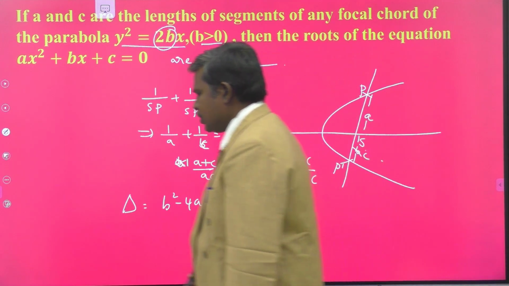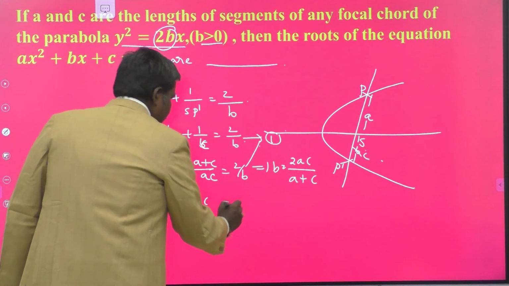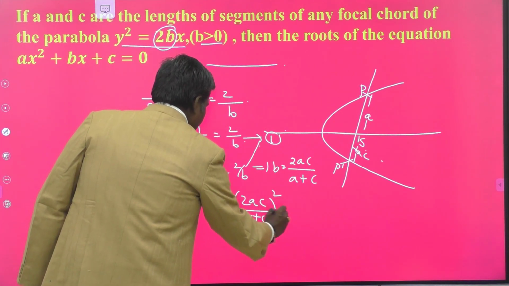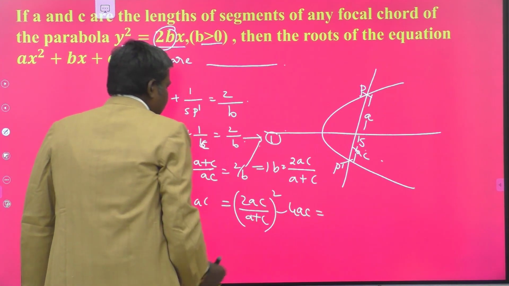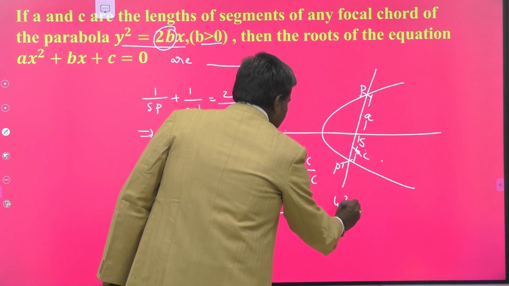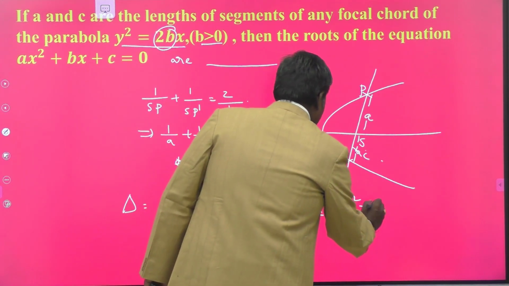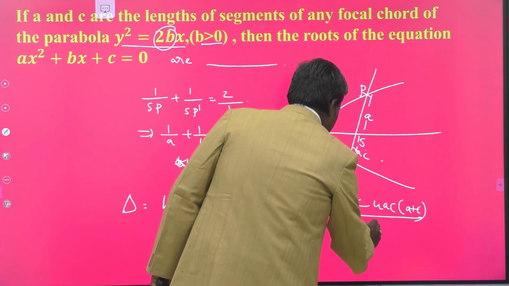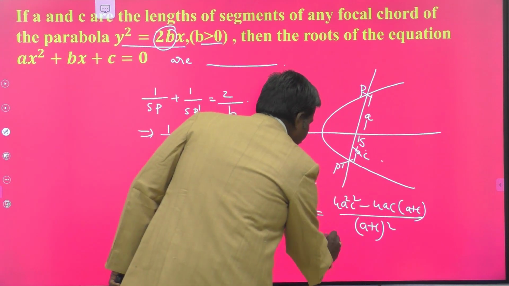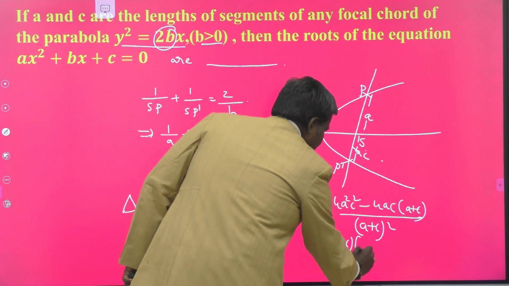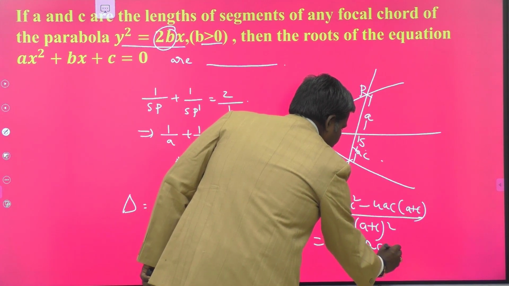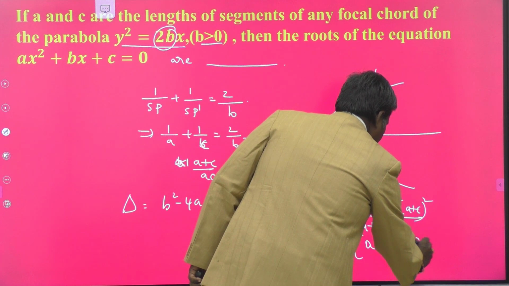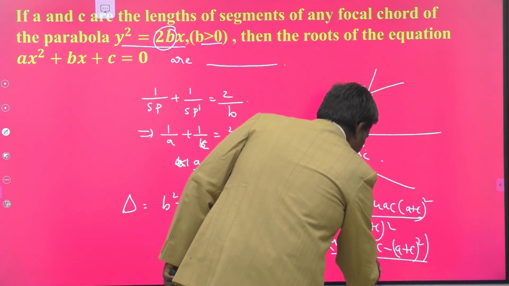Now I am going to substitute the b value here itself. What we obtain: 2ac by a plus c whole square minus 4ac. That is nothing but 4a square c square minus 4ac times a plus c whole square, all by a plus c whole square. You can take 4ac common: 4ac into ac minus a plus c whole square, by a plus c whole square.